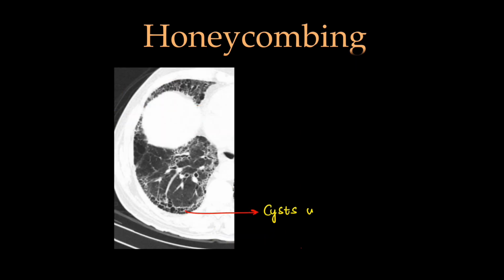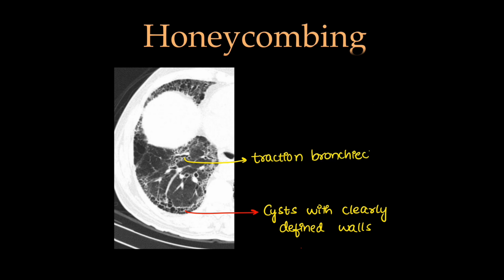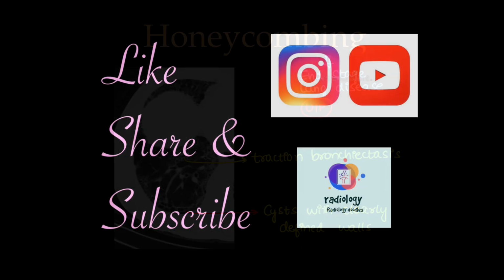Here we can see a classical case of UIP. Here we can see cysts with clearly defined walls along the pleura. Most probably these are seen in lower lobes. There is associated traction bronchiectasis seen in this case. This was a case of usual interstitial pneumonia or idiopathic pulmonary fibrosis. Honeycombing change is usually a marker of end stage lung disease.